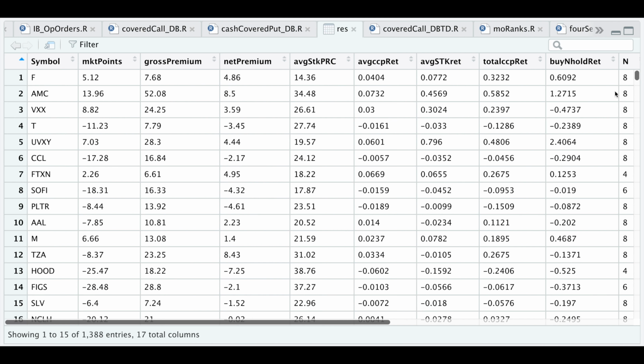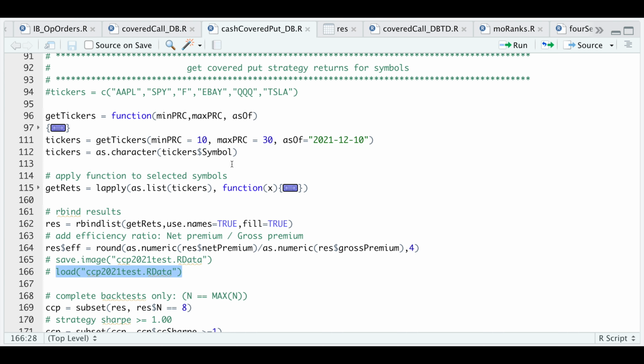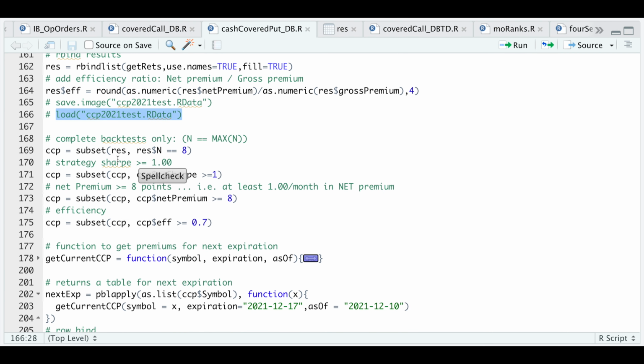Now, since this backtest is 8 months, I want at least $1 each month in premium, so I'm going to be subsetting those with a net premium greater than or equal to 8. So if we go to our script, and if we scroll down to the next line, here I'm going to subset all those that match 8. So I'm going to go ahead and run that.